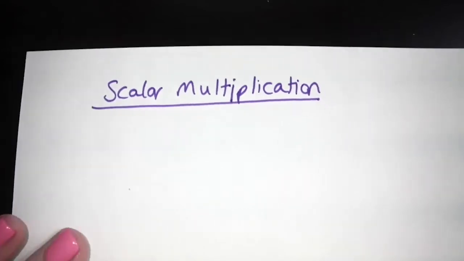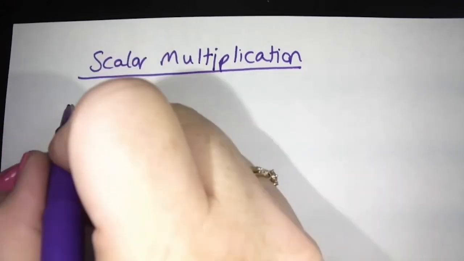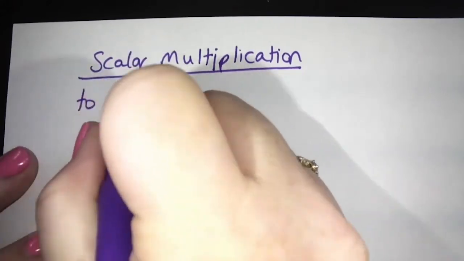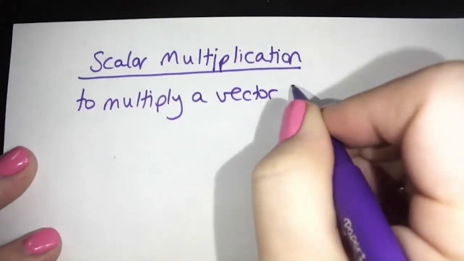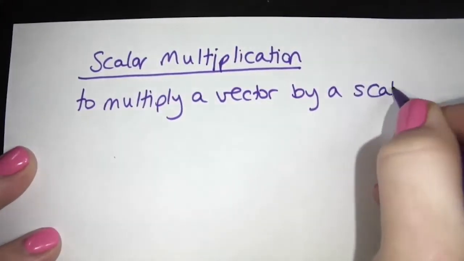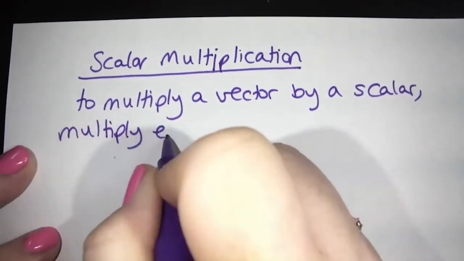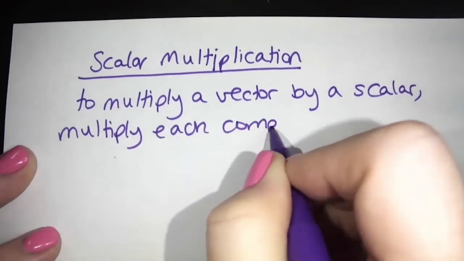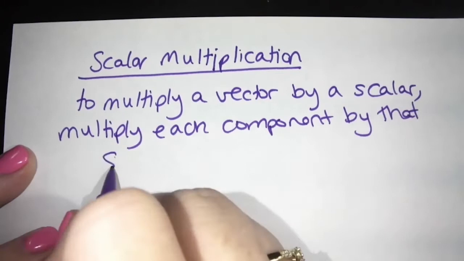So in order to do scalar multiplication, to multiply a vector by a scalar, we just multiply each component by that scalar. So we'll just write down: to multiply a vector by a scalar, multiply each component by that scalar.